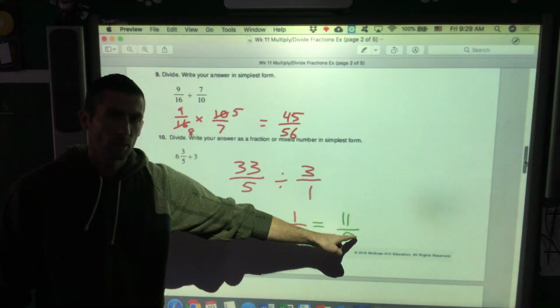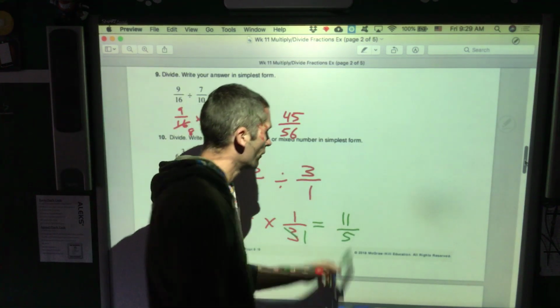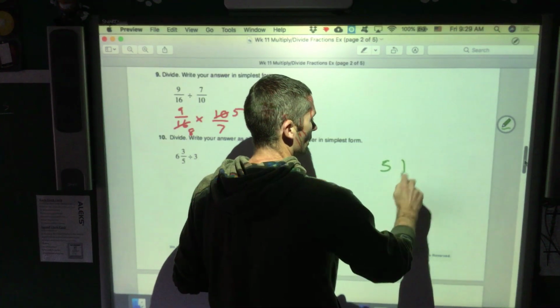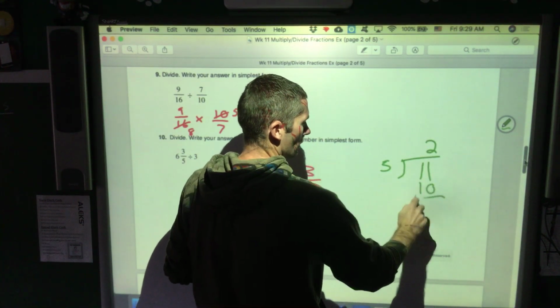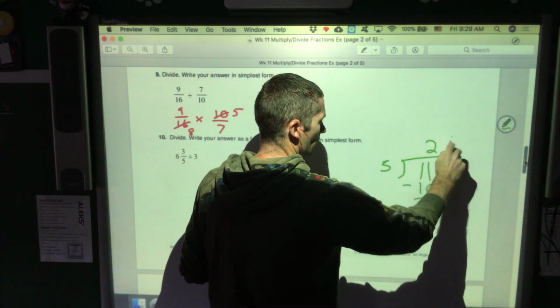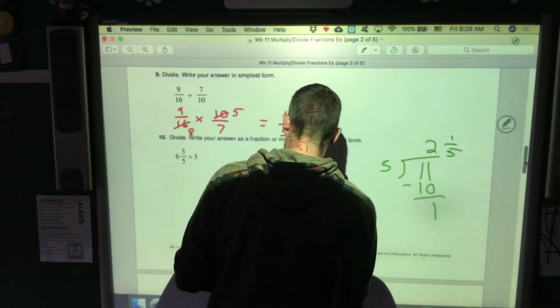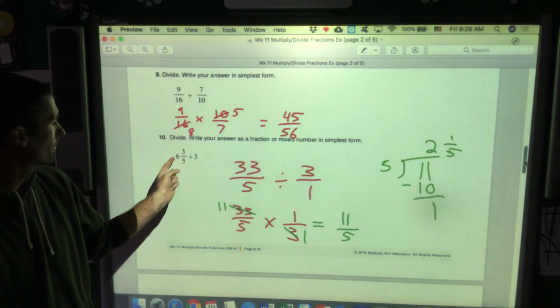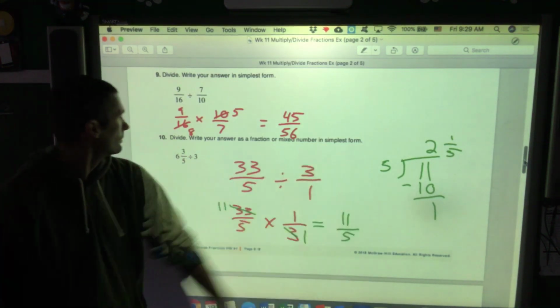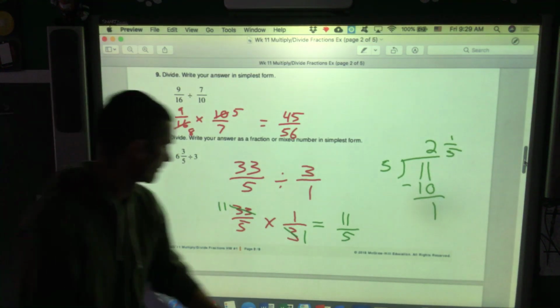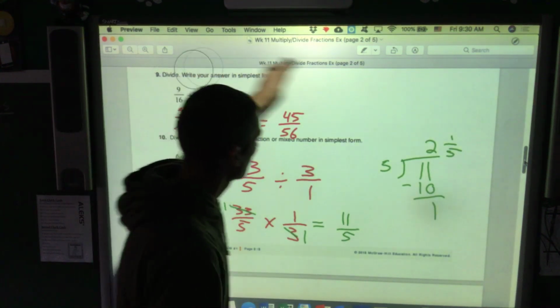Okay, right now that's an improper fraction, so we've got to figure out. 5 goes into 11 2 times. The remainder of 1, so my answer is 2 1/5. Then we've got to see if that makes sense. This is close to 6, that's close to 3. 6 divided by 3 is 2. Super close to that. All right, just a couple more.